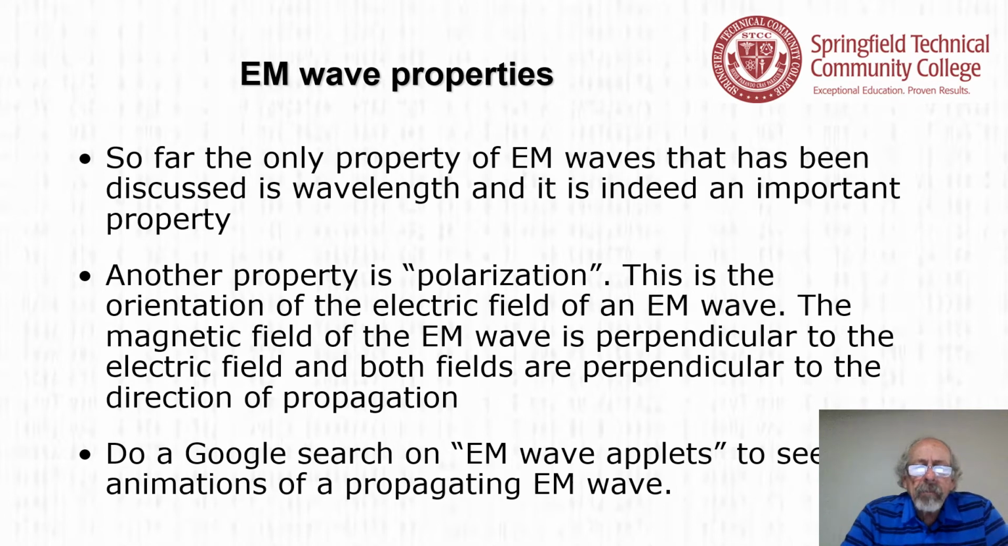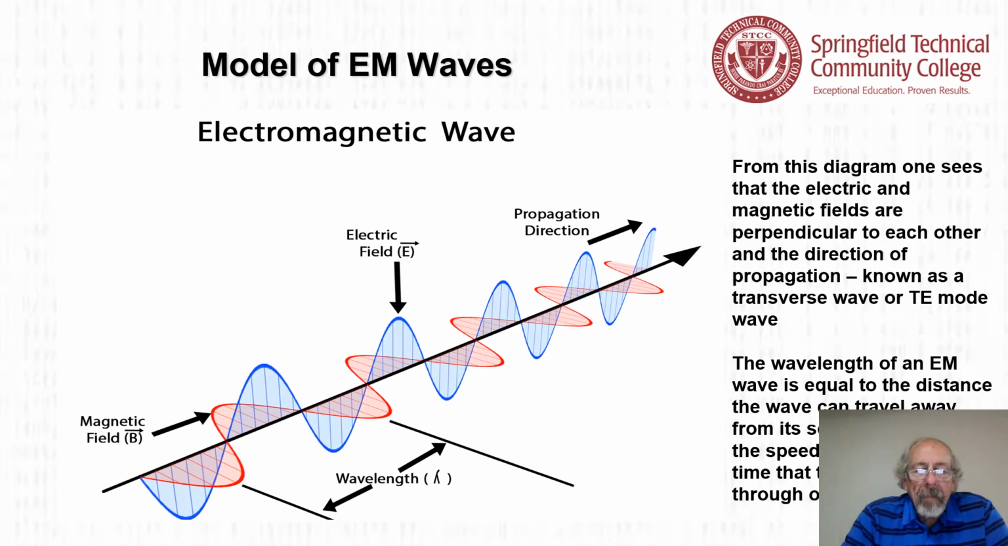Other electromagnetic wave properties. So far, the only property we've looked at is the wavelength, and that is indeed an important property. Another property is polarization. This is the orientation of the electric field of an electromagnetic wave. The magnetic field of the electromagnetic wave is perpendicular to the electric field, and both fields are perpendicular to the direction of propagation. You might want to do a Google search on electromagnetic wave applets to see animations of propagating electromagnetic waves. Our next slide will show you a model.